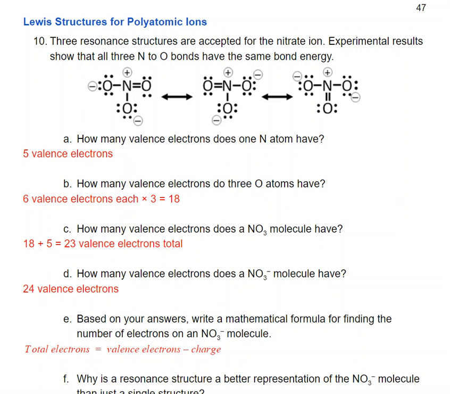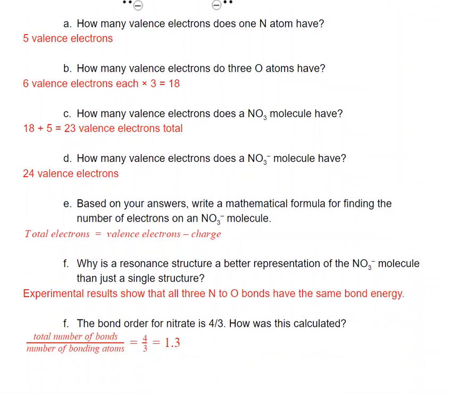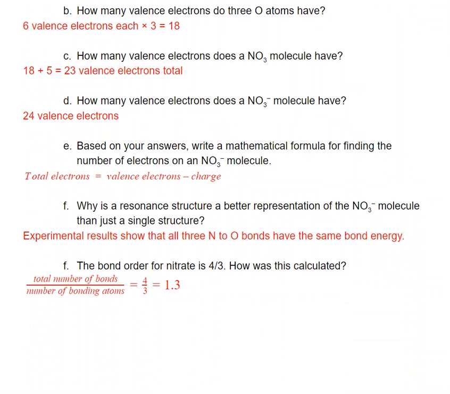But if we make this the nitrate anion with a -1 charge, we add another electron, and that gives us 24 valence electrons. So in order to calculate the total number of electrons on a molecule, it's going to be the valence electrons minus the charge. And if you have a negative charge, like we do in this case, you end up with a -1, which of course becomes positive.